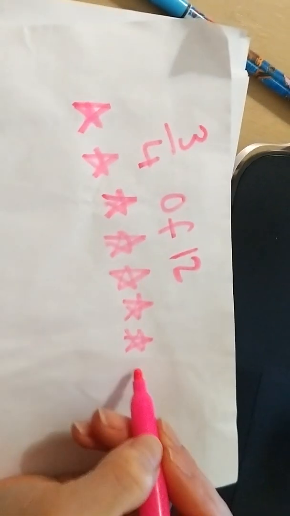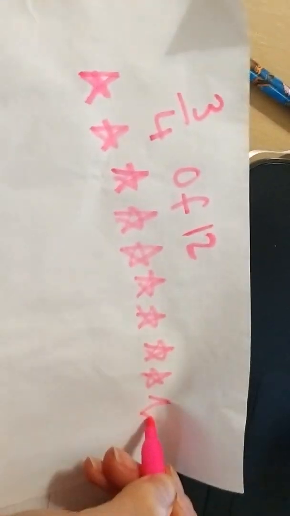So if we look at the top one, 3/4 of 12. So if I write here, sorry, this is hard to see, I know. It's because I'm holding the camera. 3/4 of 12. Okay, so I'm going to draw 12 stars. 1, 2, 3, 4, 5, 6, 7, 8, 9, 10, 11, 12. So we're looking for 3/4, okay?